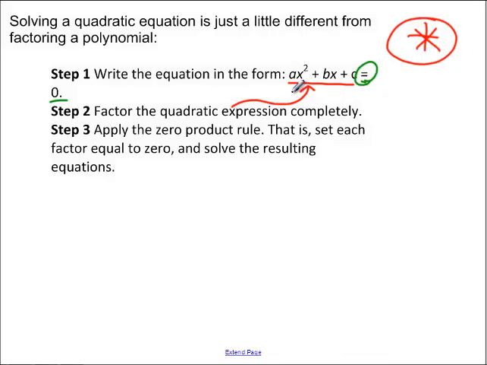Factor out a greatest common factor, put it in descending order, factor out a -1 if we need, and then use all the tools that we've learned, either trial and error method or AC method, or recognize that it's a difference of squares or a perfect square trinomial, something like that. So factor is section 6.1 through section 6.6. And then step 3 is apply the zero product rule after you've got this factored, which means set each of those factors equal to 0 and then solve the resulting mini equations.